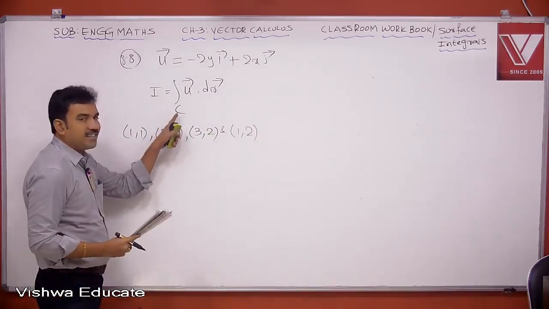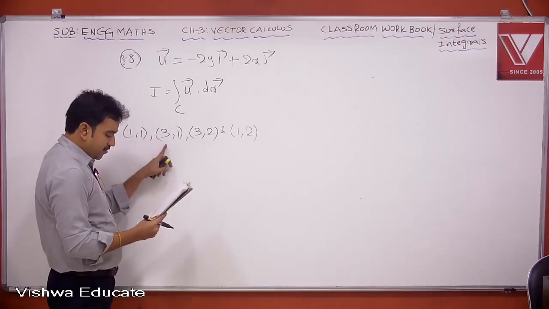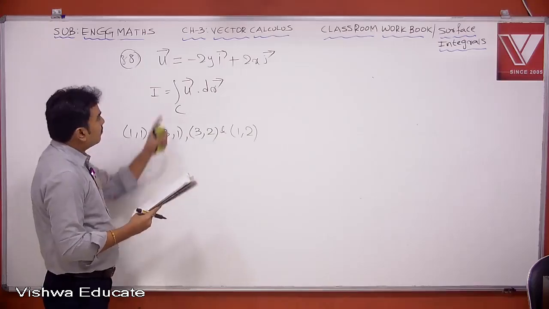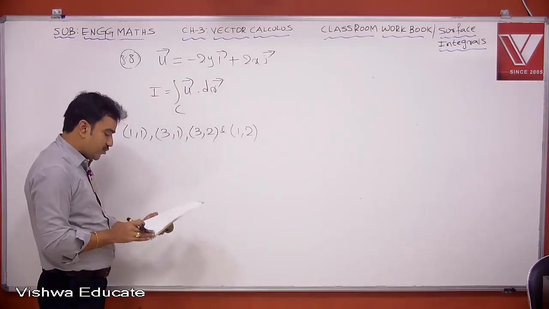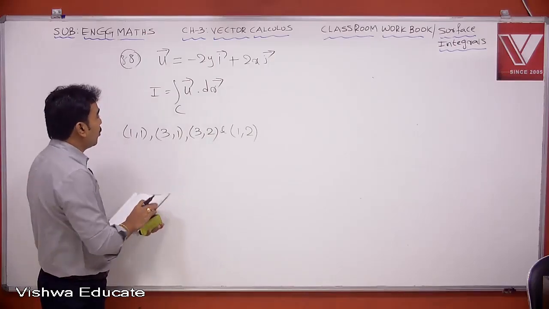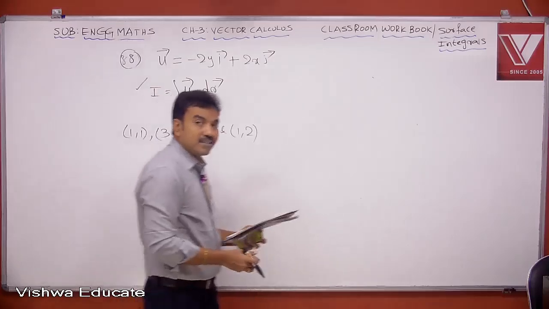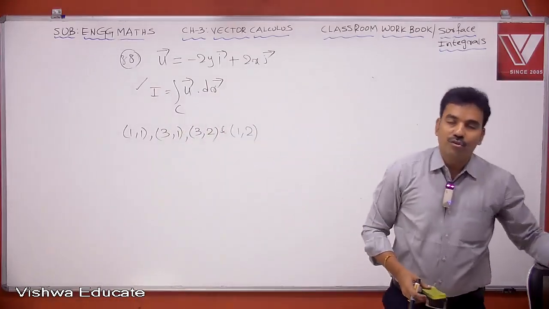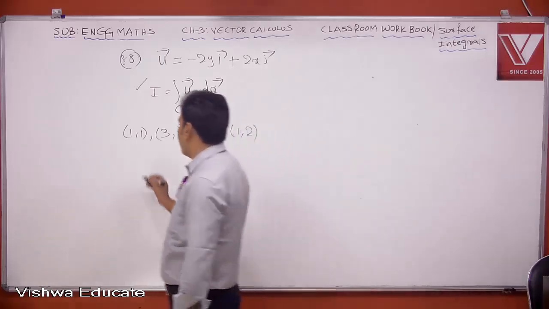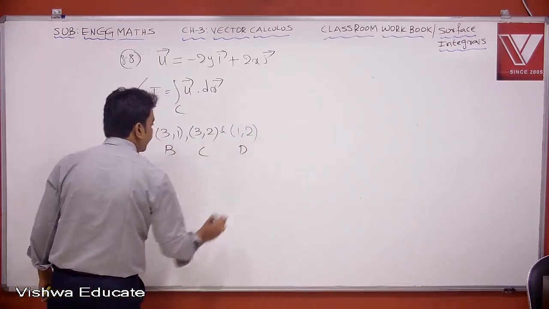So here what is C? C is a closed loop obtained by connecting the points (1,1), (3,1), (3,2) and (1,2) in that order. What is u bar? Minus 2y i bar plus 2x j bar. So we need to find this line integral. This is the general form of a line integral. Here C is a closed loop formed by joining all the points in that order. Now let us call these points A, B, C, D.